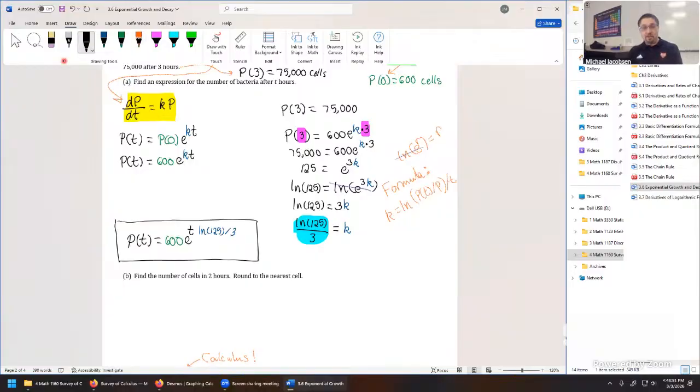That's kind of a relaxing problem, just a function evaluation. Population size in 2 hours just means swap the variable t for the value of 2 hours. We'll get 600 e to the power 2 in for t times the natural logarithm of 125 divided by 3.